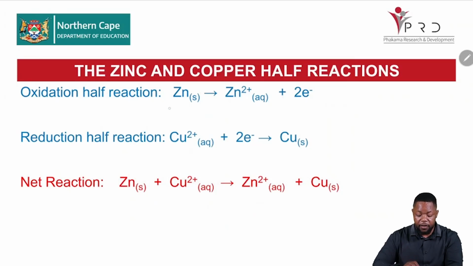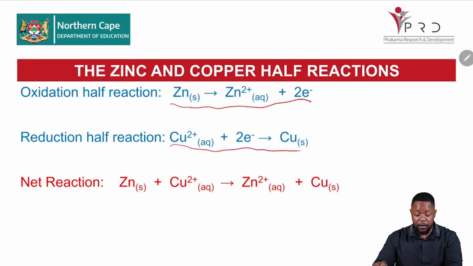Remember we said that normally we write the oxidation half reaction and the reduction half reaction below it. And then if we add them up, because the electrons are equal in this case, we get the zinc changing to zinc 2+, the copper 2+ changing to copper, which are solids.